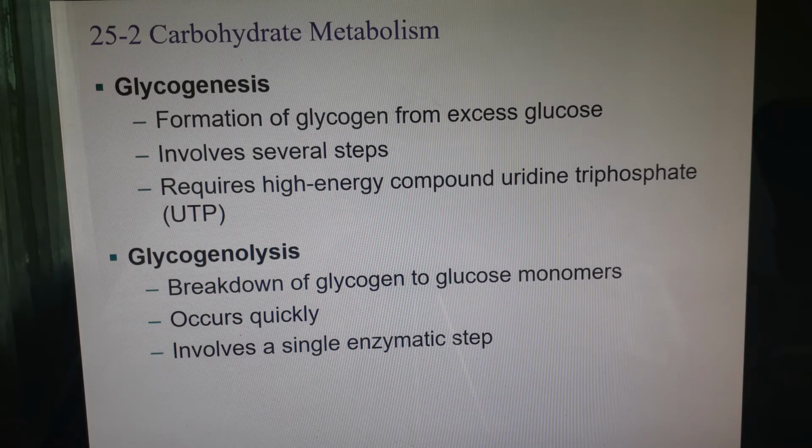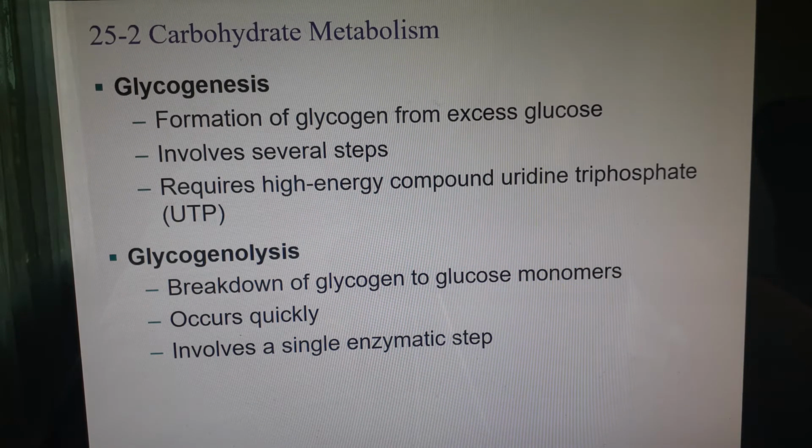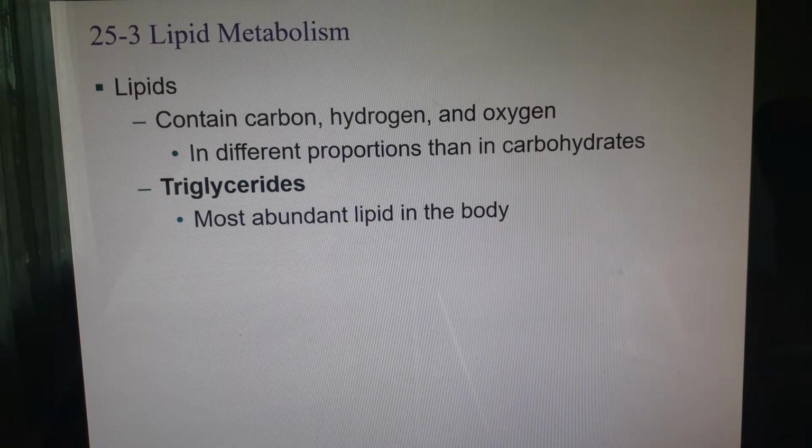Now, if your blood glucose drops and you need some glucose, then you need to break down glycogen. And that process is called glycogenolysis. To lyse is to break. So what are we breaking? Glycogen. And that breaks it back down into its glucose monomers. And then those glucoses can go into the bloodstream and raise blood glucose. Now, those are how we deal with storing and releasing glucose.